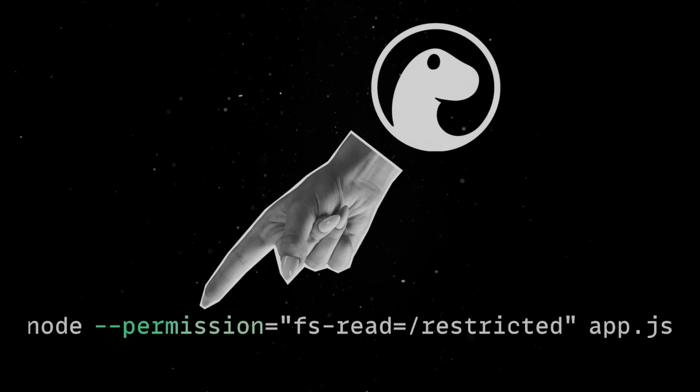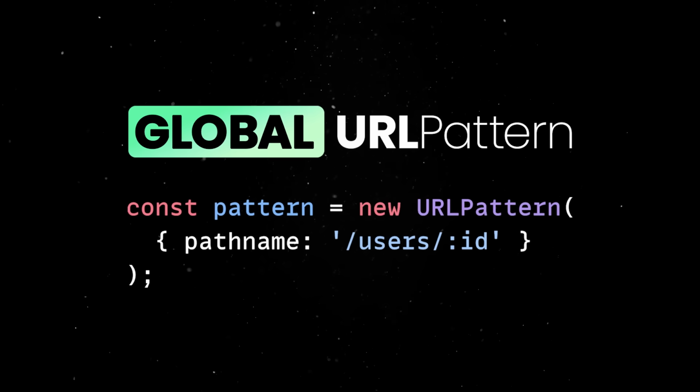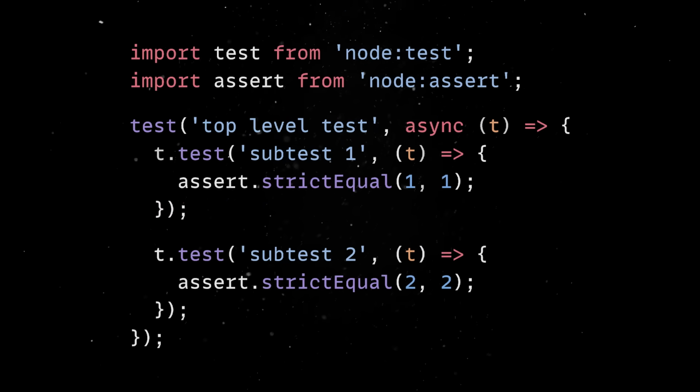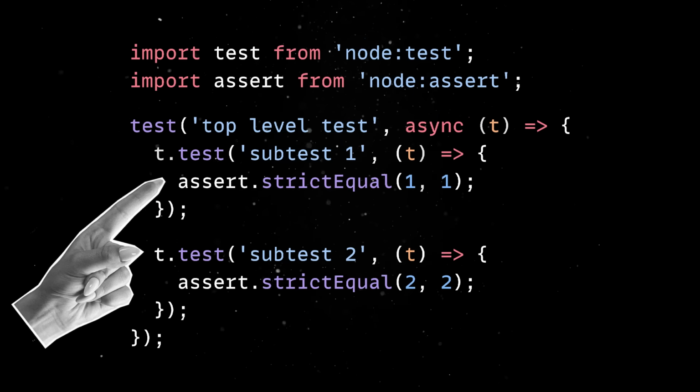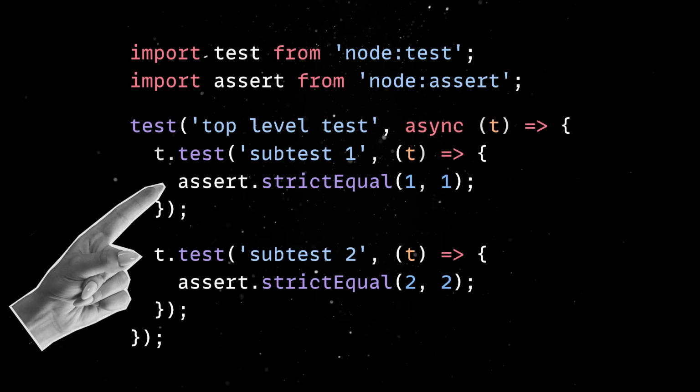In other smaller updates, URLPattern is now global, so you can match URLs cleanly without juggling regex or extra dependencies. The test runner improves too, and subtests are now automatically awaited, meaning fewer bugs and one less reason to reach for an external test framework.